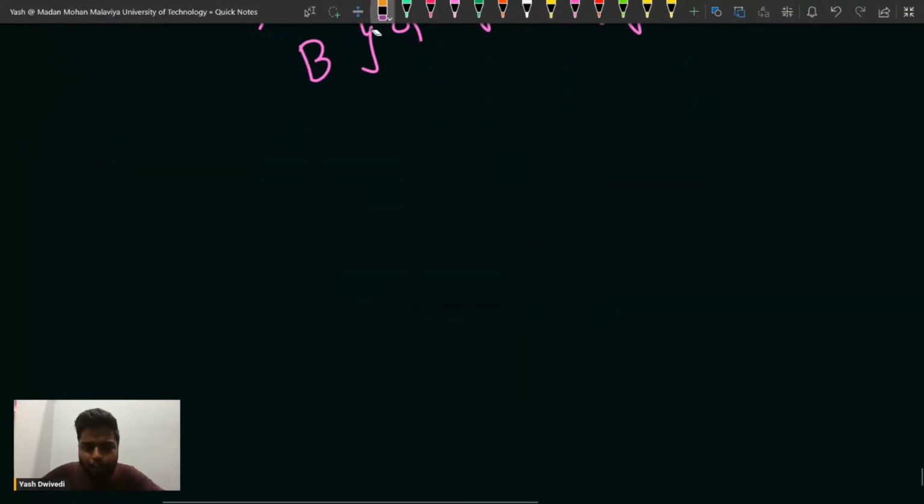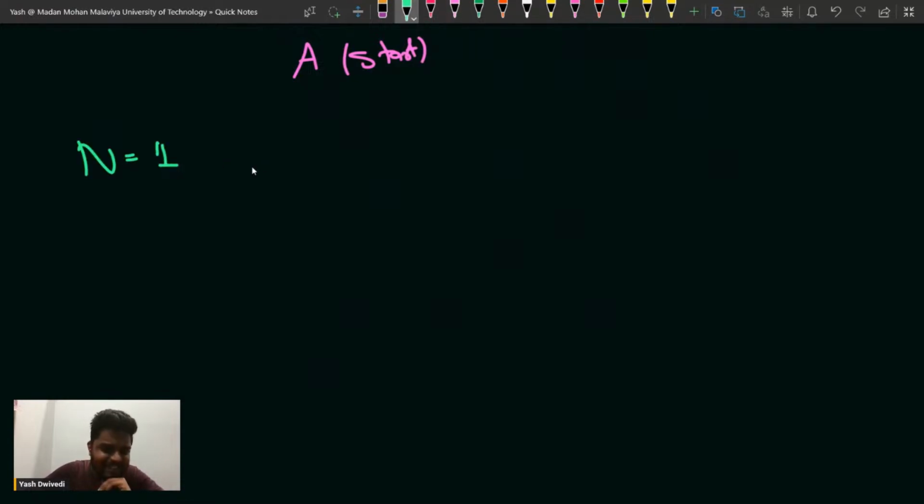Suppose A will always start, remember that. Suppose the number of matchsticks is 1. Then A can take one matchstick in the starting, and A will win. So this is going to be the case.